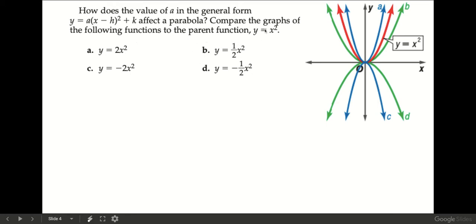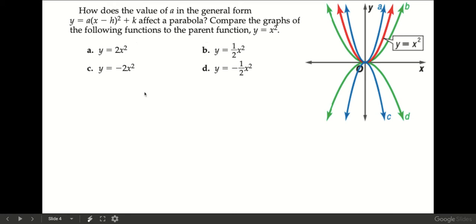B takes that same parent function and multiplies it by 1/2. Well, look what happens to the function, right? Comparatively to the normal parent function, the red one, it gets wider. It's a wider function. It doesn't increase as fast. It takes longer to increase, which makes it wider.